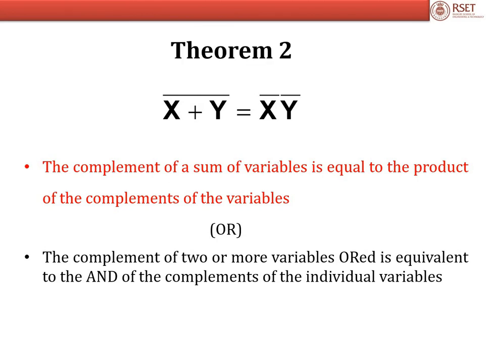Theorem 2 states that the complement of the sum of variables is equal to the product of complements of the variables, that is (x plus y) bar is equal to x bar into y bar. The sum of variables, that is x plus y, its complement is equal to the product of complements of the variables, that is x bar into y bar.